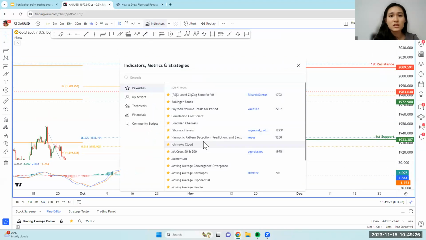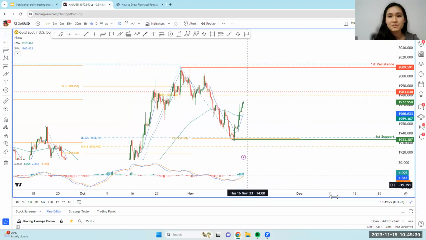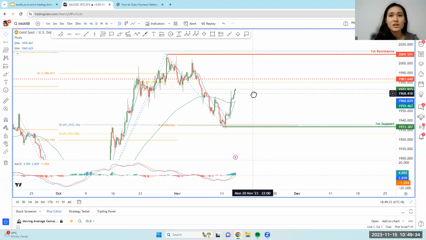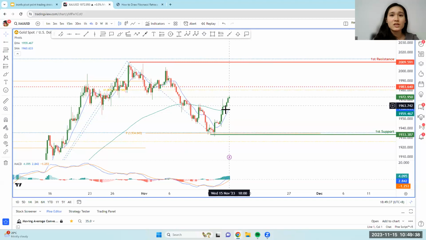Let's see our EMA and SMA. Okay, price is moving above both of these indicators. It also looks like price is currently crossing over each other. So we could be seeing a change in trend.